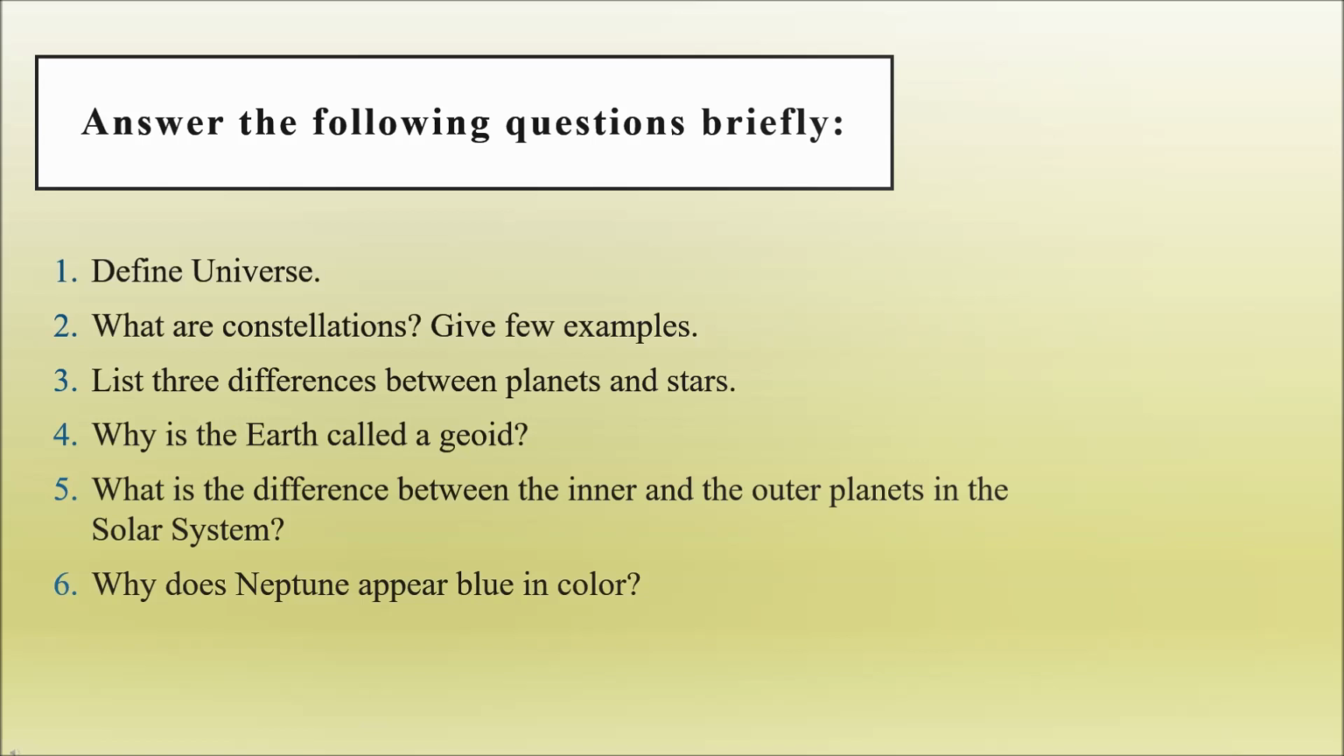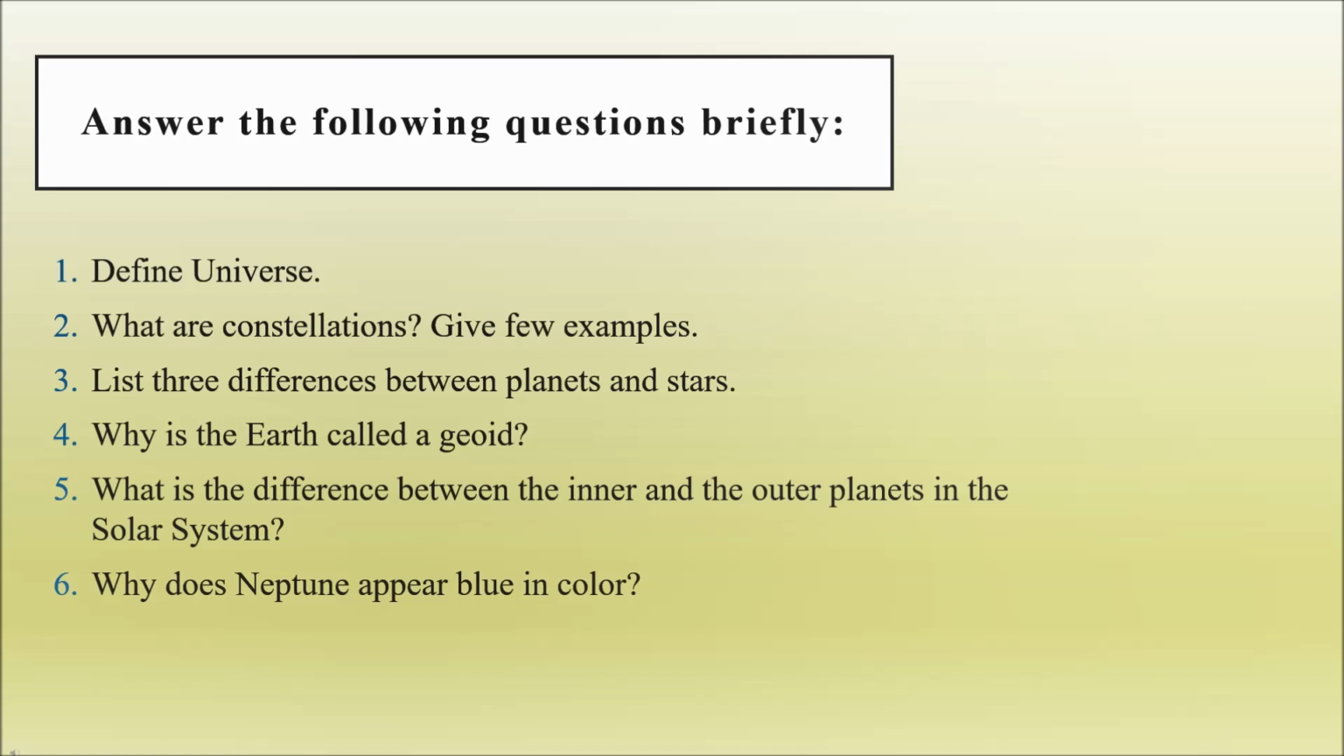Fourth one, why is Earth called a geoid? Answer, Earth is called a geoid because it's slightly bulging in the middle and slightly flat at the top and bottom. Fifth one, what's the difference between the inner and the outer planets in the solar system?